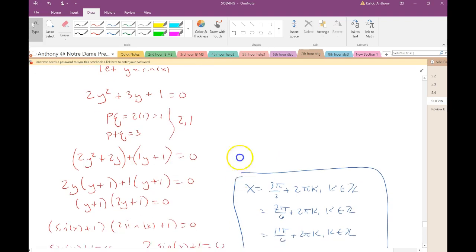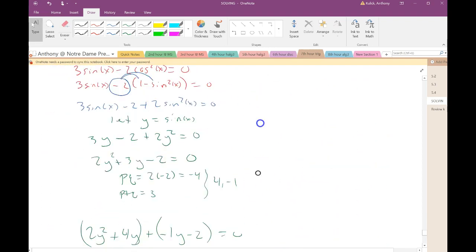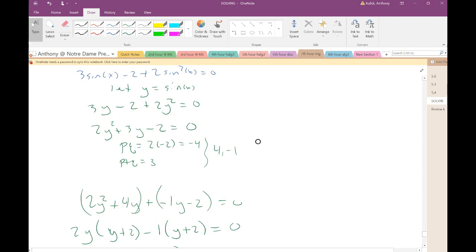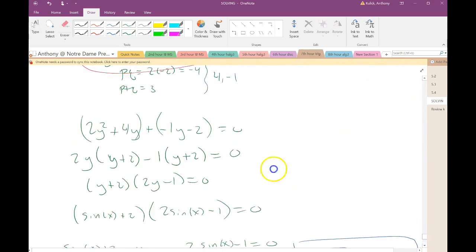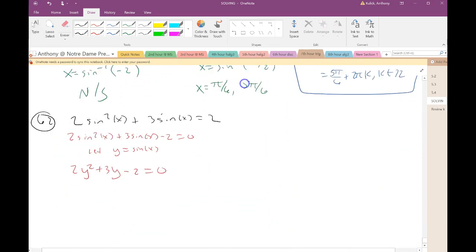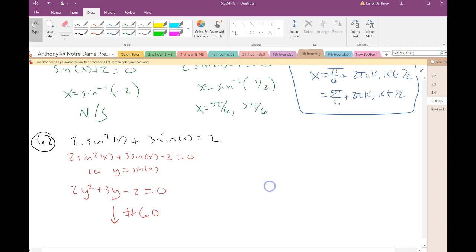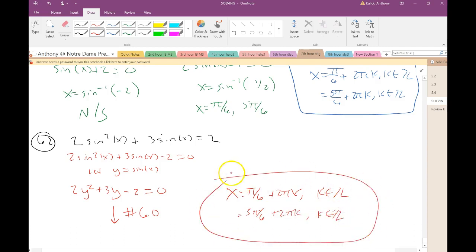Didn't we have this before? No, we had something similar to this. We didn't have exactly this one, though, did we? Oh, is it this one? Oh, yeah. So, using number 60, we get x equals pi over 6 plus 2 pi k, k an integer, and 5 pi over 6 plus 2 pi k, k an integer. Shame on them for not doing a better job editing their textbook, putting 2 of the exact same problem in there, that close together.